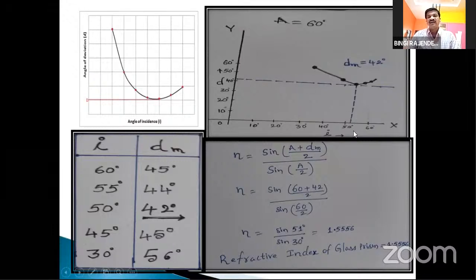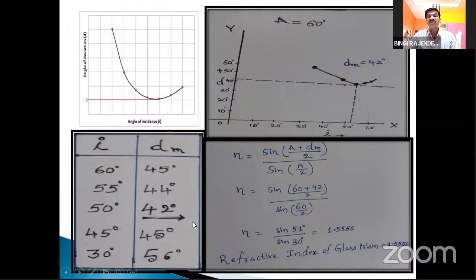For this, I draw a graph where the x-axis denotes the incident angle i, taking 10, 20, 30, 40, 50, 60. On the y-axis, I consider the deviation values, with the same units 10, 20, 30, 40, 50, 60. After drawing this graph, how do we take the minimum deviation value? The values are 45, 44, 42, 45, 46.